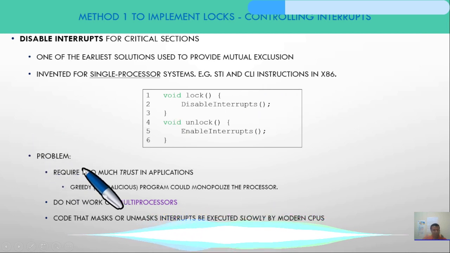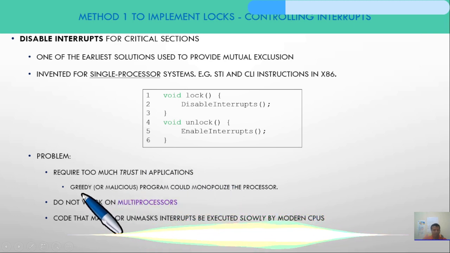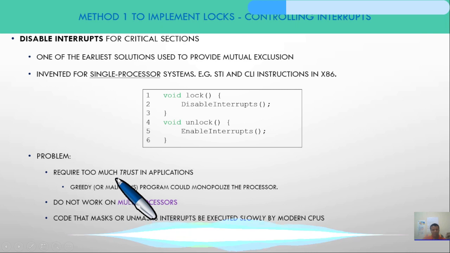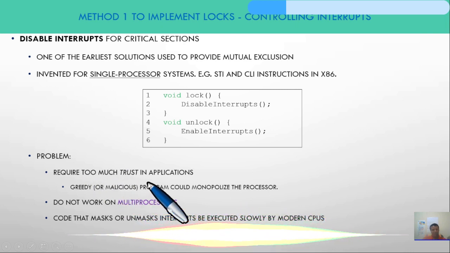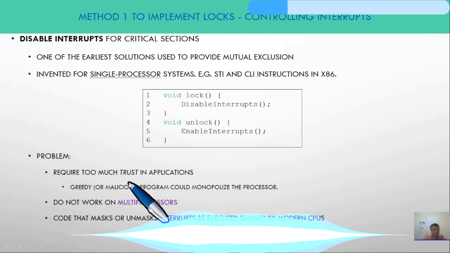But the problem is it requires too much trust in the applications, and greedy or malicious programs could manipulate the process. Again, I hope you remember this point, because if you trust the program that it will run for some time in the CPU, then it will be preempted from the CPU, and you give a chance to other processes. But what if the process does not stop running in the processor? So you cannot trust the process, okay? So monopolizing the processor is one of the problems.